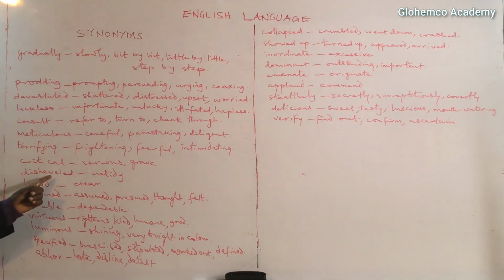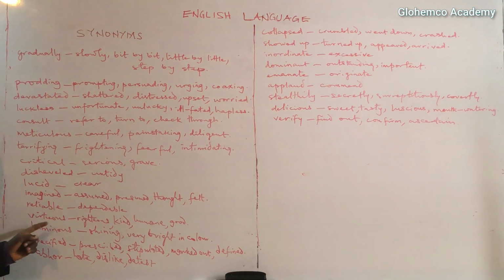Cemetery. Now we have disheveled. That's untidy. Then lucid. Clear. The handwriting is not lucid. So imagine. When you imagine, you assume, you presume, you think, you feel. That is imagine. Then reliable. To be reliable means to be dependable. When you are dependable, you are reliable.